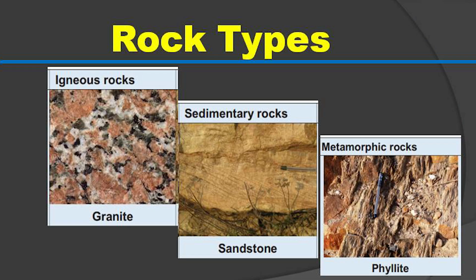Now, if you see this diagram, I have given three examples. If you see the figure, one is a granite, which is an example of igneous rock. Two is a sandstone, an example of sedimentary rock. And three is phyllite, which is an example of metamorphic rock.